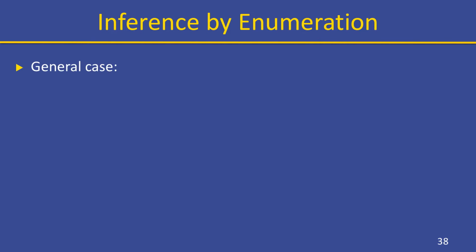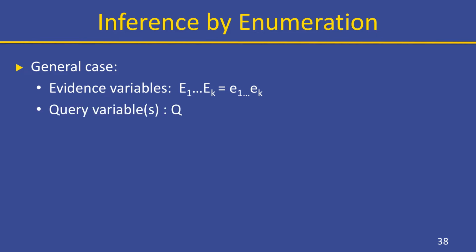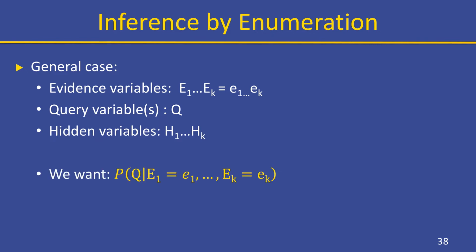So in the general case, we have some evidence variables, E1 through Ek. We also have a query variable, and that's the variable that we're trying to get information about. That's the variable we're trying to guess. We may also have some hidden variables, H1 through Hk, and these variables are not directly observed, but they somehow come into play in the Bayes net. We are usually looking for the distribution of Q given some values of the evidence variables.